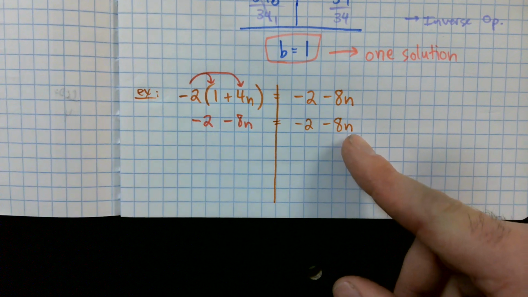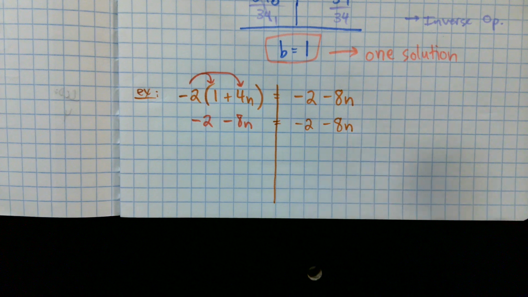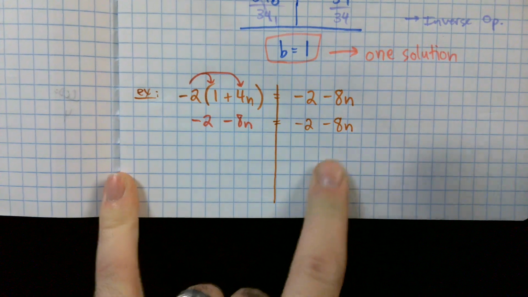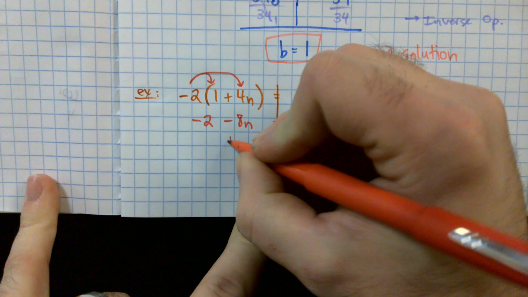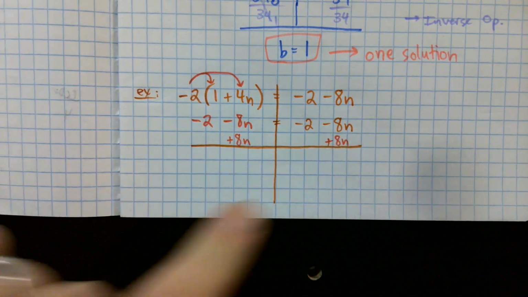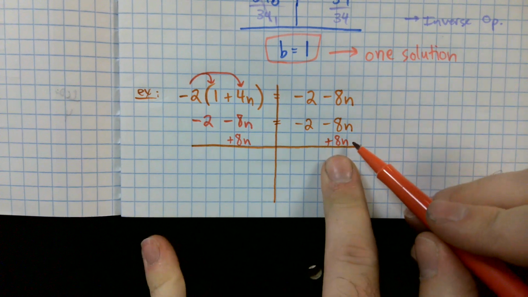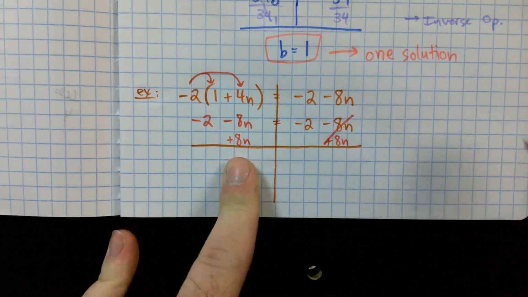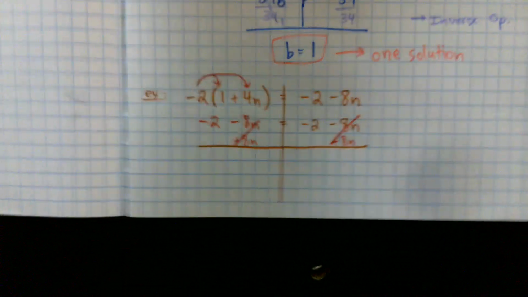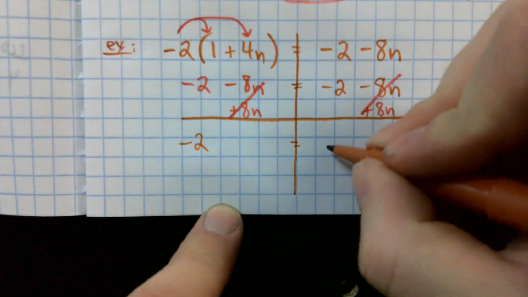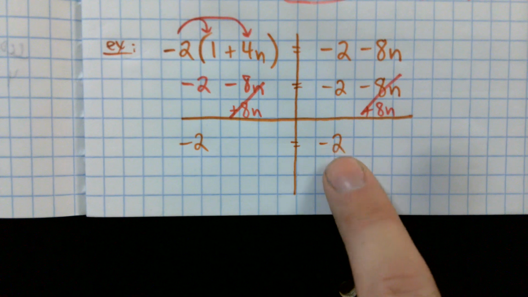Now let's say we don't notice that. What would my next step normally be? Move my variable to the left. What's the opposite of minus 8n? Plus 8n. Take a look. What is negative 8n plus 8n? 0. What is negative 8n plus 8n? 0 again. So I'm going to drop this down. What am I left with on the left-hand side? Negative 2. What am I left with on the right-hand side? Negative 2. Is negative 2 equal to negative 2?